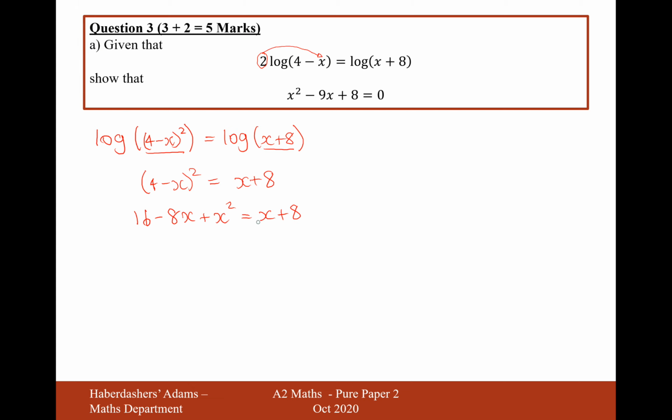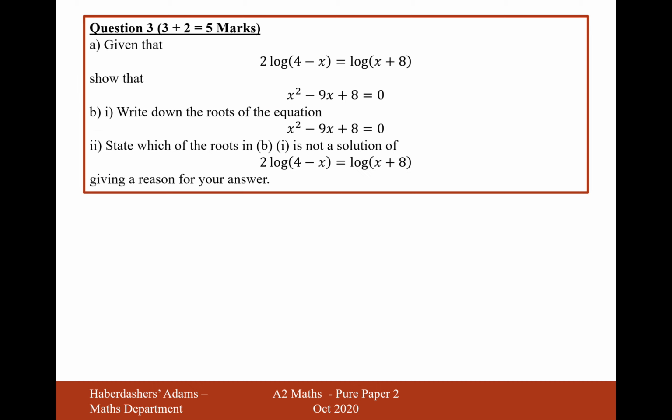Let's now move everything onto the left-hand side, so x² minus another x, that'll be -9x, and then minus 8 onto the other side, so that'll now be +8 = 0. So there we are, that's the answer for this question. The key bit to this one was moving the 2 inside the logarithm as a power. Let's move on to part B then.